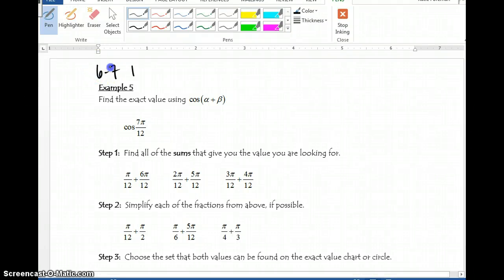Okay, 6-7, day 2. What we're going to work on today is finding the exact value of angle measures that are not taken directly from the exact value chart or unit circle. We're going to continue working with the identities for cosine of alpha plus beta and cosine of alpha minus beta.